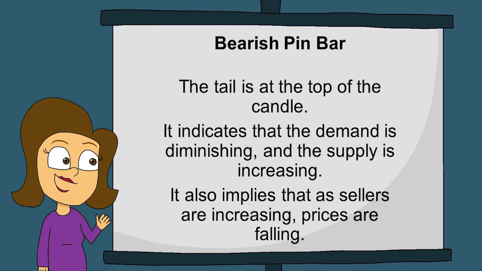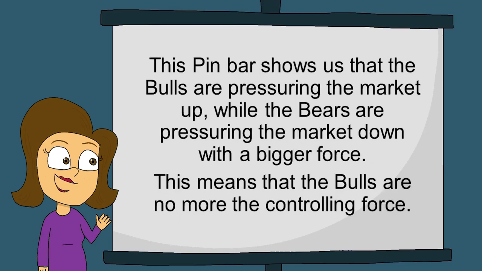Bearish pin bar. The bearish pin bar has the tail at the top of the candle. It indicates that the demand is diminishing and the supply is increasing. It also implies that as sellers are increasing, prices are falling. This pin bar shows us that the bulls are pressuring the market up, while the bears are pushing the market down with a bigger force. This means that the bulls are no more the controlling force.